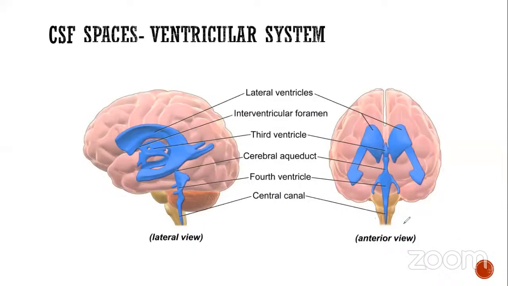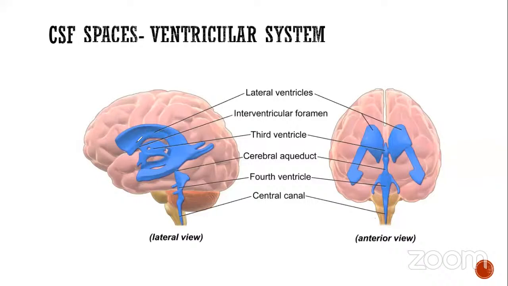Next one, in anatomy, is the CSF spaces. The cerebrospinal fluid is secreted by the choroid plexus of the ventricular system. It circulates from the ventricular system to the subarachnoid space to be drained into the superior sagittal sinus through the arachnoid granulation. The ventricular system consists of four ventricles: two lateral ventricles, the third ventricle, and the fourth ventricle.